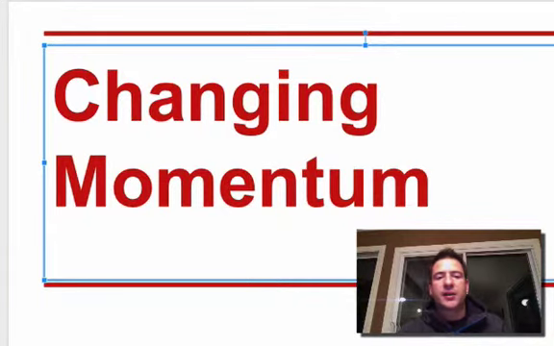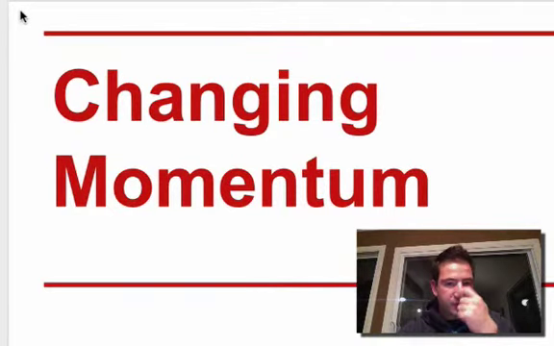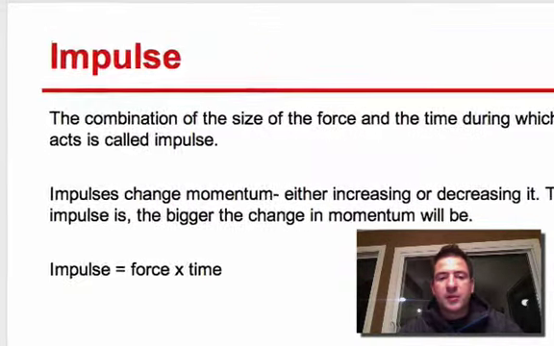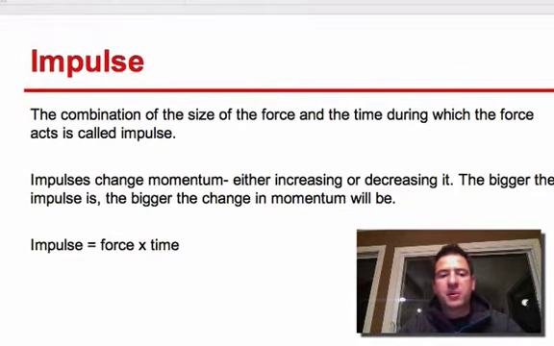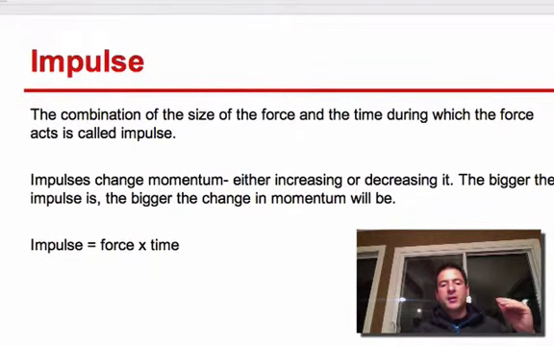Guys, Mr. Sonnenberg here. Today what we're going to be talking about is changing momentum. Change in momentum is what we call impulse. Basically, the combination of the size of the force and the duration of time at which that force is applied to something is called impulse. Impulses change momentum by either increasing or decreasing it. But the bigger the impulse is, the bigger the change of momentum will be.